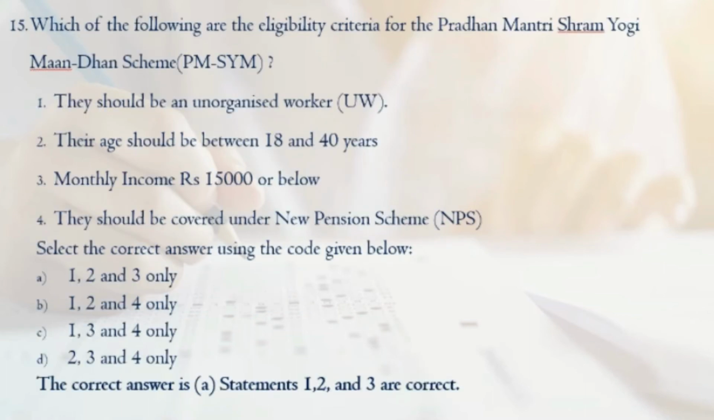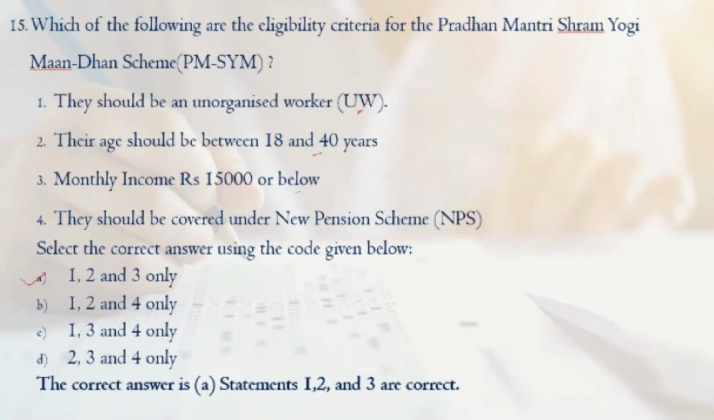The next question is, which of the following are the eligibility criteria for the Pradhan Mantri Shram Yogi Maan-dhan scheme, PMSYM? First, they should be unorganized workers. Second, their age should be between 18 to 40 years. Third, monthly income rupees 15,000 or below. And fourth, they should be covered under NPS, the New Pension Scheme. Select the correct answer. A. First, second, and third only. B. First, second, and fourth only. C. First, third, and fourth only. And D. Second, third, and fourth only. And the correct answer is A.